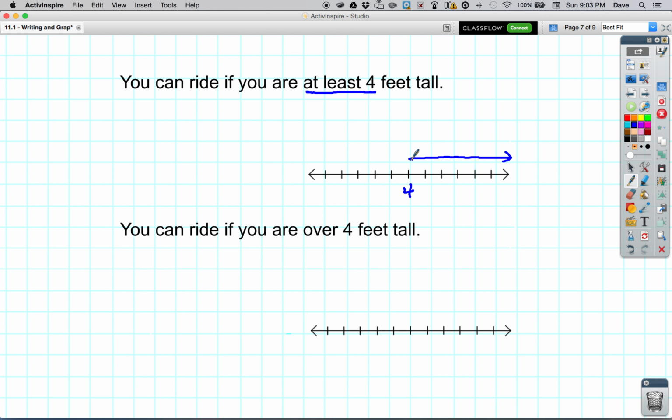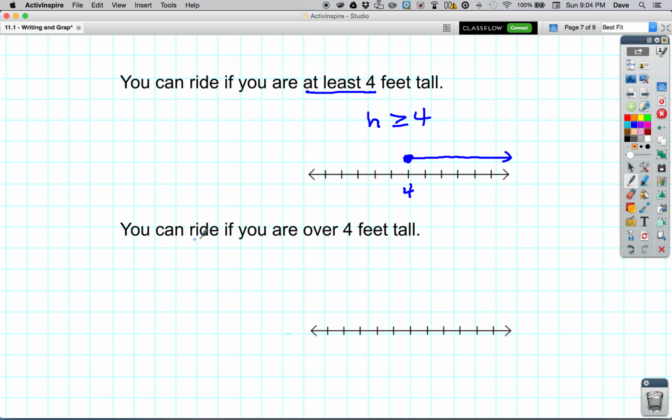Now, what about 4 itself? And here's where these last 2 examples come into play. At least 4 feet tall. So is a 4-foot person at least 4 feet tall? Yes. So we would include the 4-foot person by putting a closed dot. So the 4-foot person can go, and anybody taller than 4 feet. And as far as an inequality, we write it as, let's call it H for height. So the height, you could either be greater than 4 feet or equal to 4 feet, and that would allow you to ride this ride.